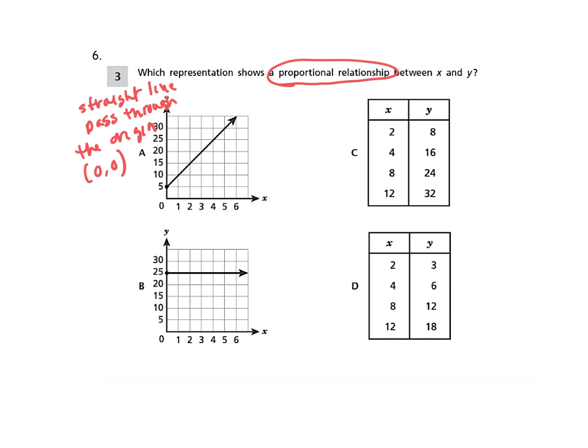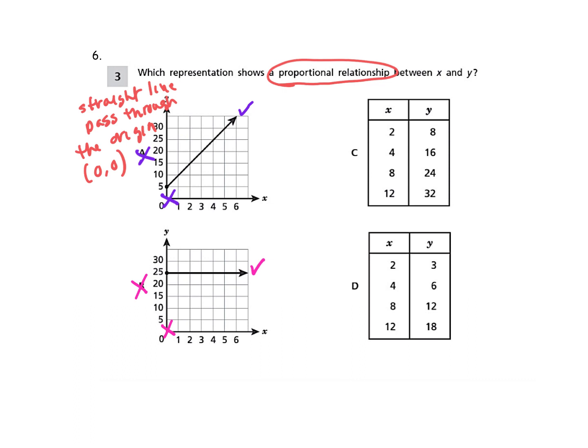So let's look at this first graph. It is a straight line. So straight line, yes. Origin, no. So it is not A. If we look at graph B, it's a straight line, yes, but it does not pass through the origin. So B is not what we're looking for.